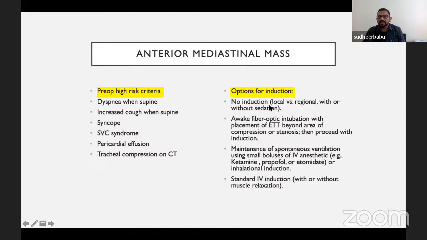So these are the options for induction. As much as possible, if it is a short procedure, like some biopsy, avoid induction, so that we can proceed with some local or regional anesthesia. Otherwise, you have to do an awake fiber optic and pass the tube beyond the stenosis, and maintain spontaneous ventilation with a small dose of sedation like ketamine or propofol. After that, once the tube is in, you can go to standard induction and give the muscle relaxant. You have to decide that.